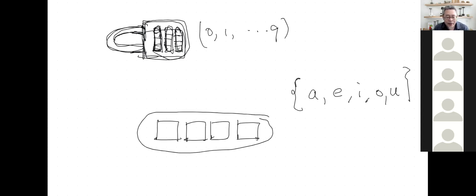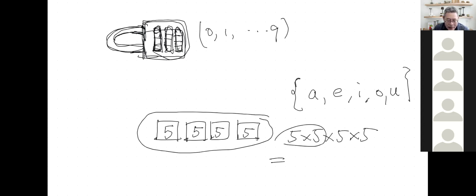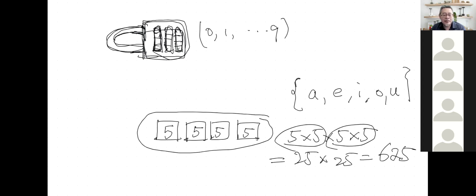Okay, let's see for this one. We know we have 5 choices here. And second letter, also 5, third letter, 5, last one, 5. So it's 5 times 5 times 5 times 5. So this is actually 5 times 5, 25, and times 25, that gave us 625. Okay, are we good here?